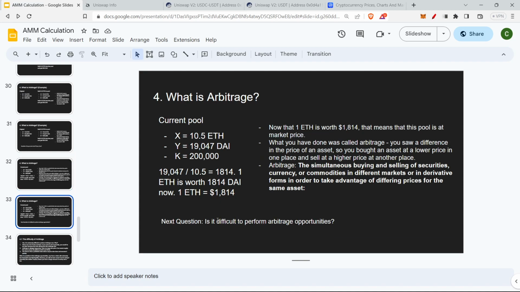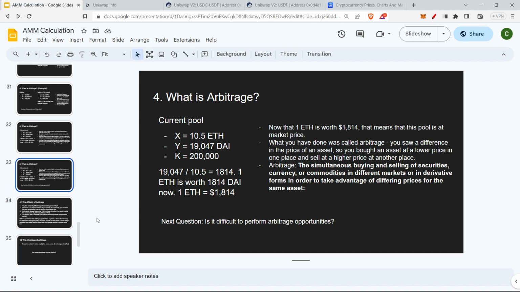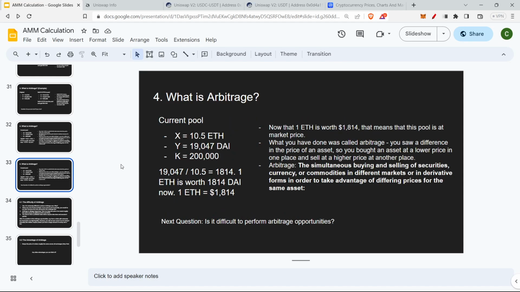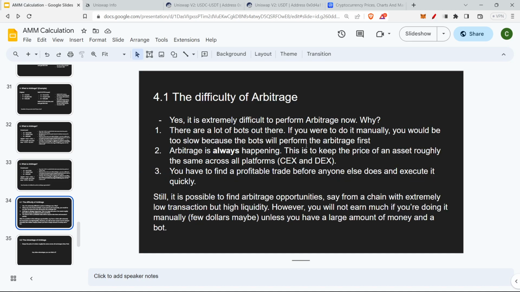Okay, another question for you: is it difficult to perform arbitrage? Think about it for a while, and this is my answer. It is extremely difficult to perform arbitrage. Why? Because number one, there are a lot of bots out there. If you want to do it manually, you have to find a pool like this, and you have to find Coinbase selling for less than the pool, or vice versa, and then you have to execute the trade. But you have to be the first one to do it. If you were to do it manually, you'll be too slow because the bots will perform the arbitrage first.